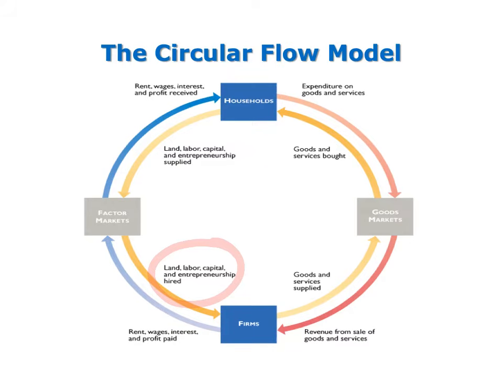Do remember, though, that firms are buying the factors in order to produce their goods and services so they can sell those goods and services in the goods market. But again, this video looks at an objective of cost minimization. How does the firm choose its inputs in order to minimize the cost of producing some level of output?